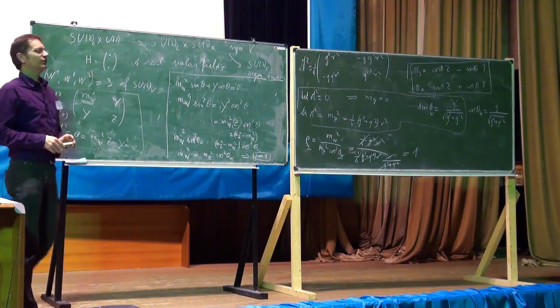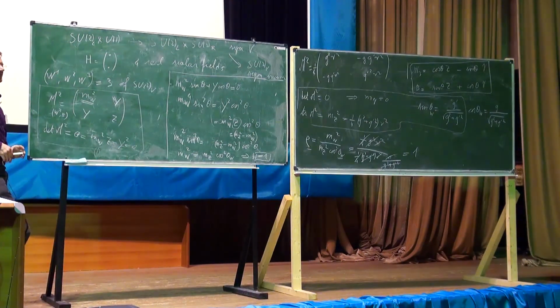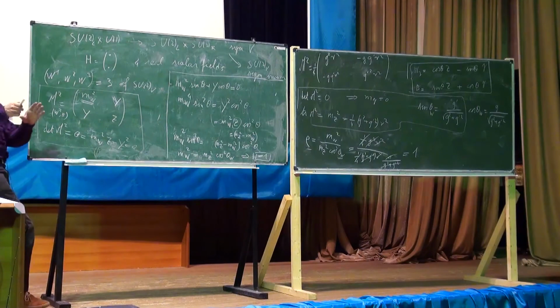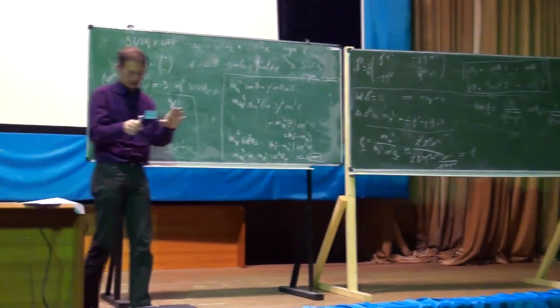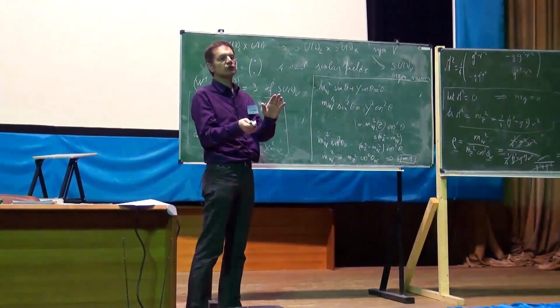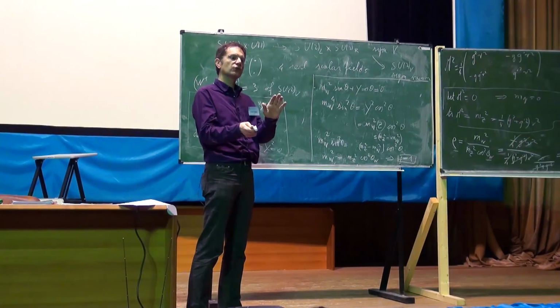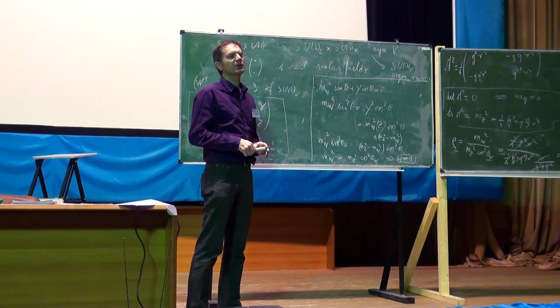For some reason that I haven't totally understood yet. Or let's say you could break it actually. I think the correct statement is that you could break the custodial symmetry, but if you break the custodial symmetry, you will break U1 electromagnetism at the same time.